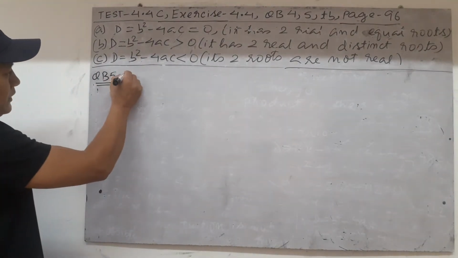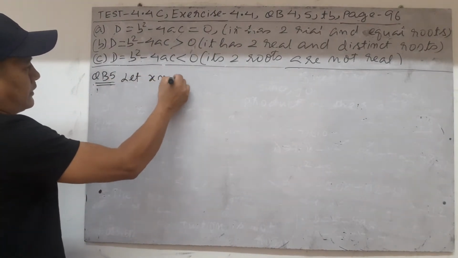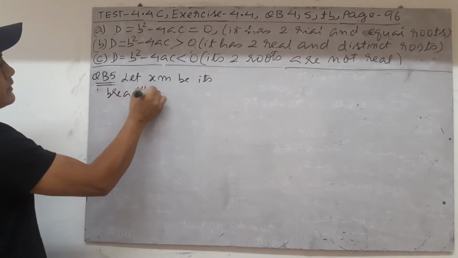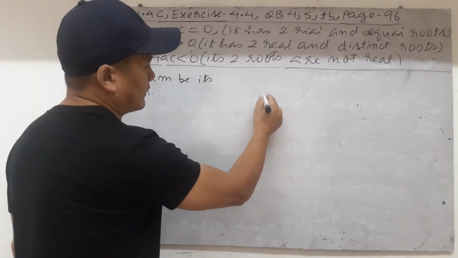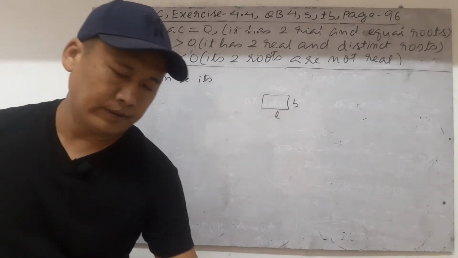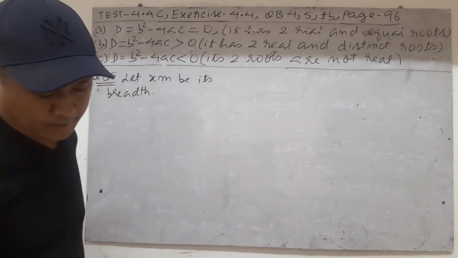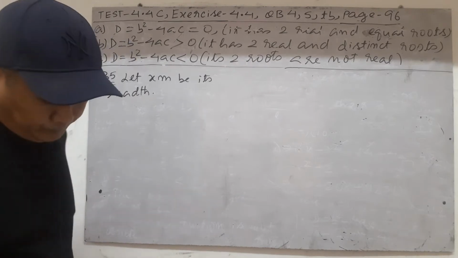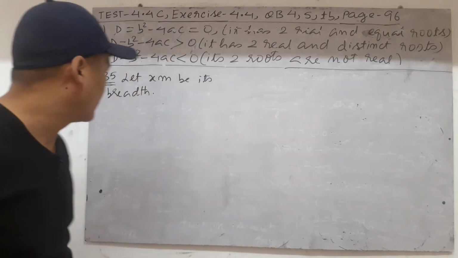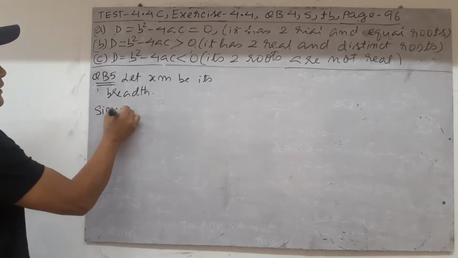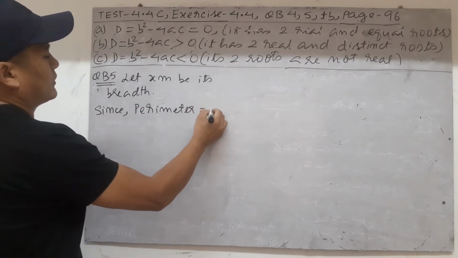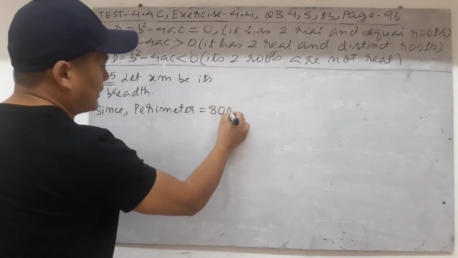So here, let x meter be its breadth. Every rectangle has a length and a breadth, so let us say the breadth is x meter. We need not draw the figure. Now according to the question, clearly mentioned in the question is perimeter is equal to 80 meter.